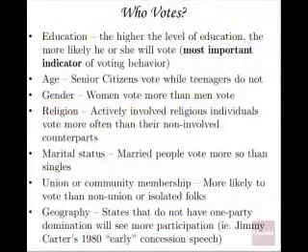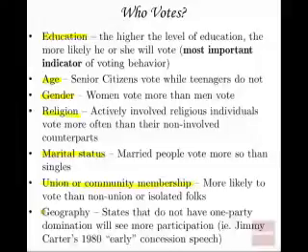So who votes? What are the characteristics that are most correlated to voting? It has to do with education, age, gender, religion, marital status, union or community membership, and geography. So who's more likely to vote?